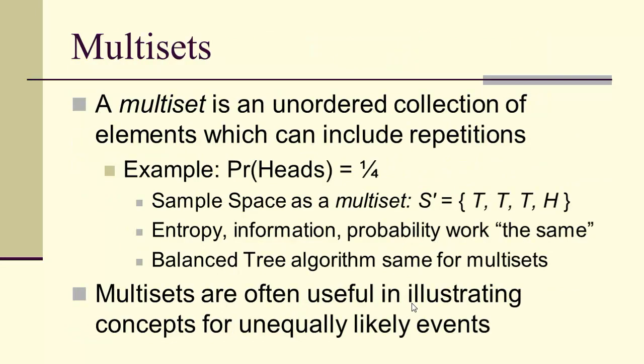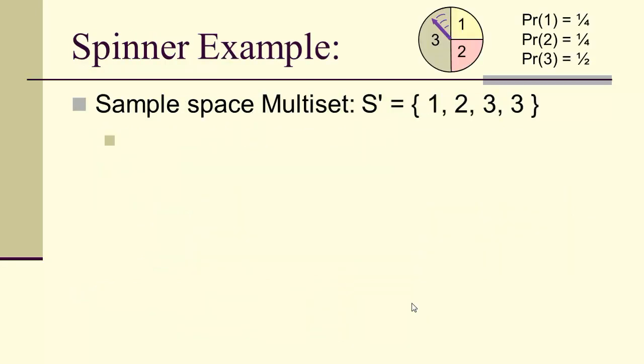A nice way of illustrating these ideas is to use what are called multisets. These are unordered collections which can include repetitions. So if the probability of heads is a fourth, then we can think of that as tails, tails, tails, heads. Everything works the same, including the balanced tree algorithm, and we're not being rigorous here. We're just going to use multisets to illustrate concepts for unequally likely events.